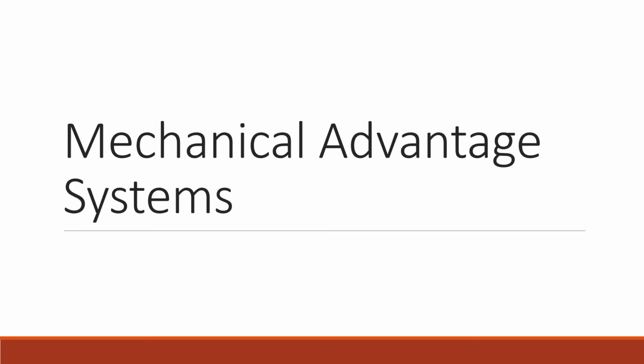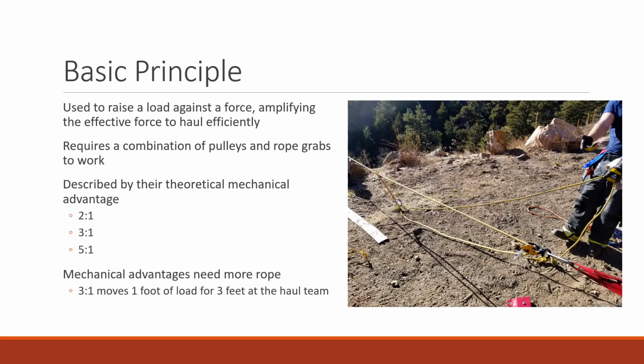Now we'll talk about mechanical advantage systems. Mechanical advantages are the systems that we use to raise a load against a force, generally gravity. What we're doing is we're amplifying the force that we're pulling by taking advantage of some cool trickery of basic math and being more efficient and more effective in what we're doing. What does a mechanical advantage system look like? We have one over here on the right. It's a combination of pulleys and rope grabs with anchors all working together to move that load more efficiently.